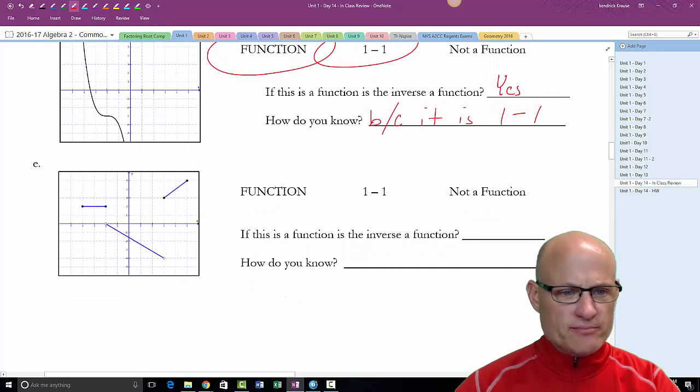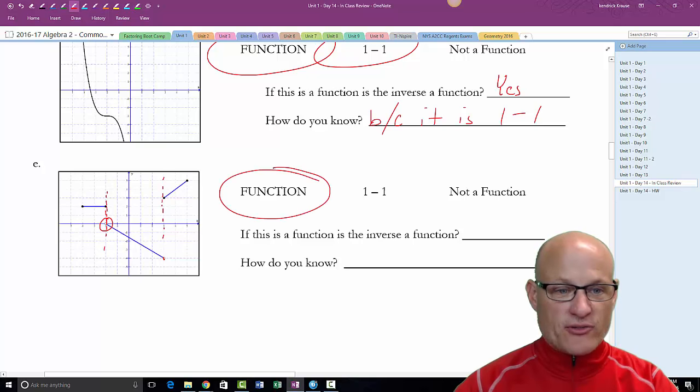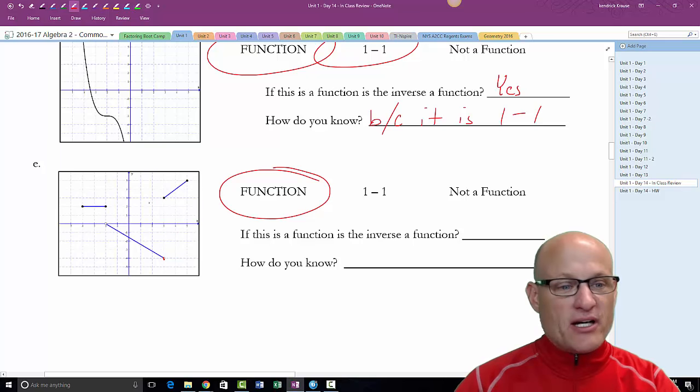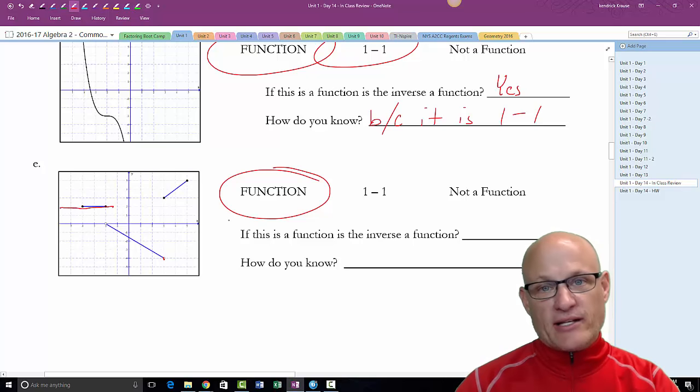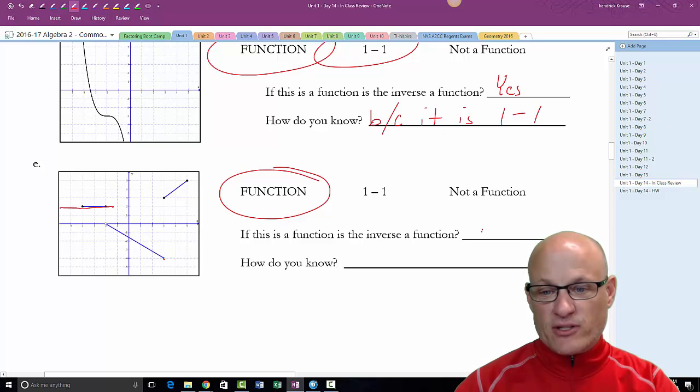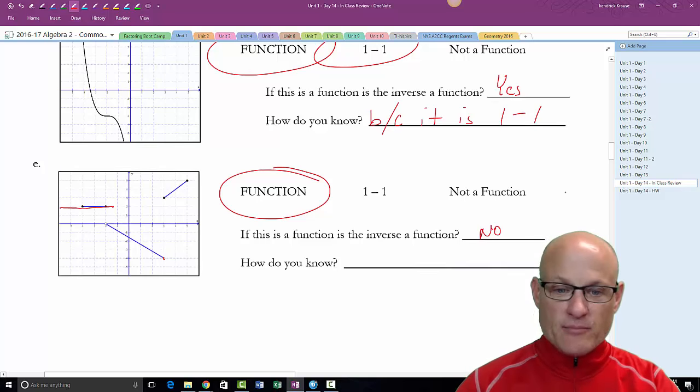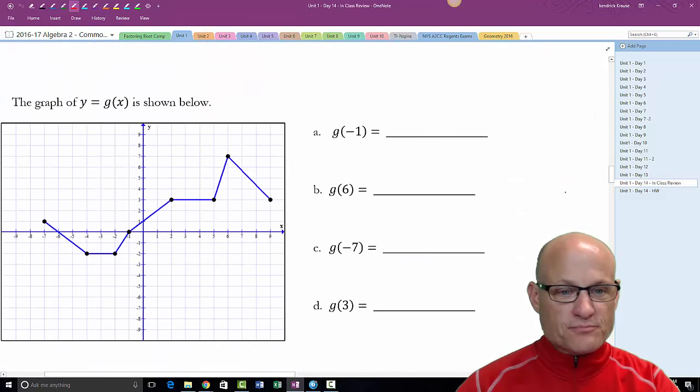Is this a function? Let me see. If I draw a line down here, it hit that point, but remember, that's like an open circle there, so it kind of just goes right through it. Like a basketball hoop, goes right through it. Same thing here. So yes, it is a function, but it is not a one-to-one function because it fails the horizontal line test right there. So it is not a one-to-one function. So if it is a function, no. All right, moving on. What we got?